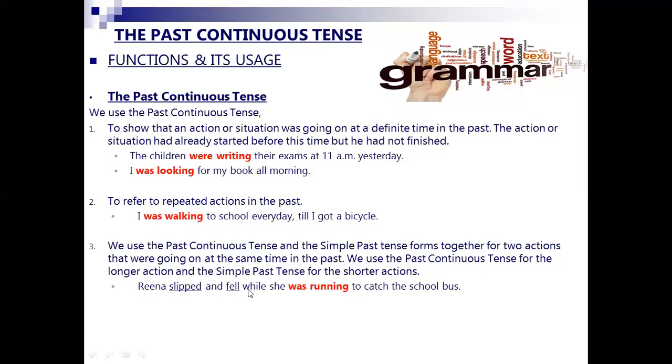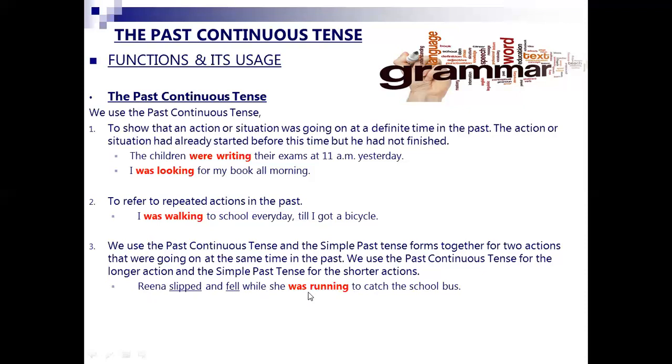Reena slipped and fell while she was running to catch the school bus. Reena slipped and fell. This is a short action, and the long action is going on here. She was running to catch the bus. She was running continuously to catch the bus. This was the long action. That's why here we used past continuous tense.